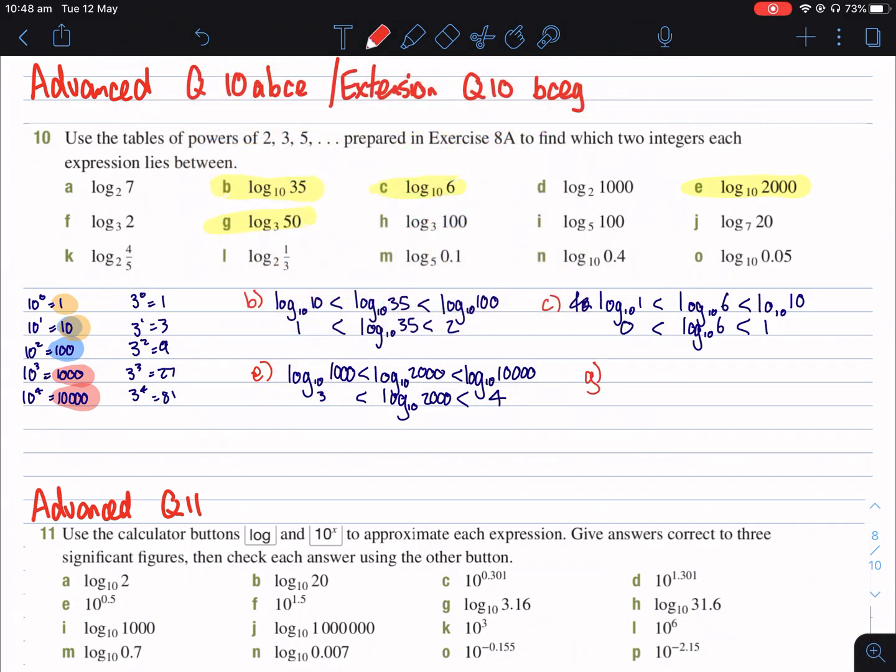And G, this time we're looking at base 3. So we've got log base 3 of 50. Let's have a look. 50 is between 27 and 81. So we're between log base 3 of 27 and log base 3 of 81. Now log base 3 of 27 is 3. I don't know where I wrote 10. Log base 3 of 81 is 4, so 3 to some number between 3 and 4 will give you 50.